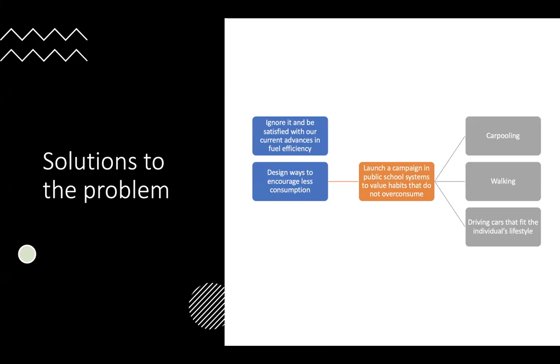One idea that I have, which I think in history has been successful, is that campaigns have launched at a young age. If you put it in school systems, tell kids and encourage kids and convince them that it's cool not to consume more fuel than they need or to drive more than they should, encourage these values and habits in kids: walking, carpooling, and driving the car that fits your lifestyle. A single person shouldn't be driving a dually truck that gets 6 miles to the gallon. They should probably drive something that's more economical.